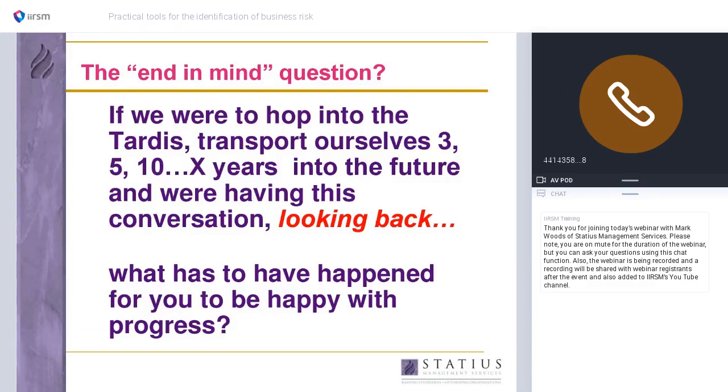The MD of one of our clients, a European manufacturer of air conditioning equipment, called this our killer question. So if we were to hop into Doctor Who's TARDIS and transport ourselves a number of years of your choosing into the future, could be 3, could be 5, could be 10, and if we were having this conversation looking back, and this is the killer question, what has to have happened for you to be happy with progress?